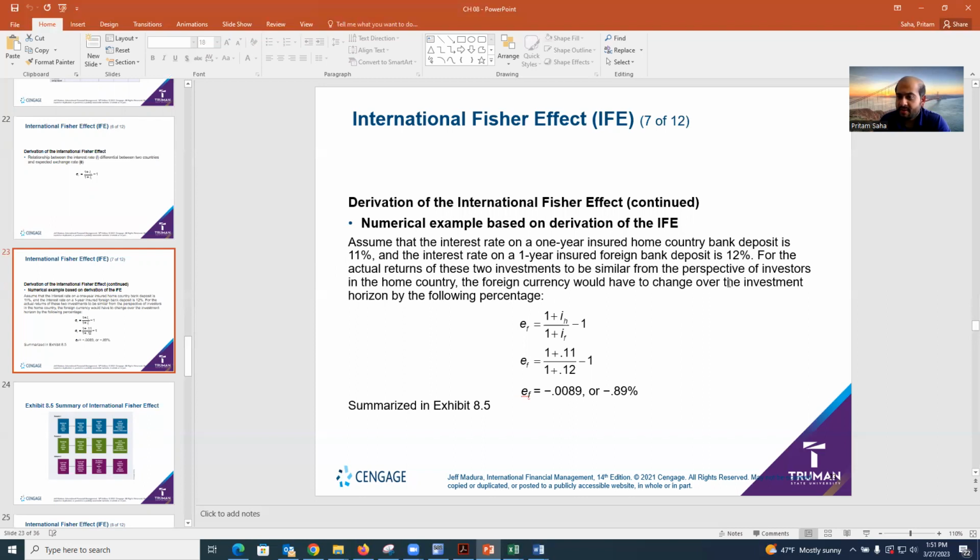foreign currency should change over the period so that you should not be able to generate more return by putting money in the foreign country? Just plug in the values in the formula, and this is the result. So the foreign currency needs to be depreciated by 0.89% over the horizon so that you should not be able to generate more money by putting money in the foreign country.